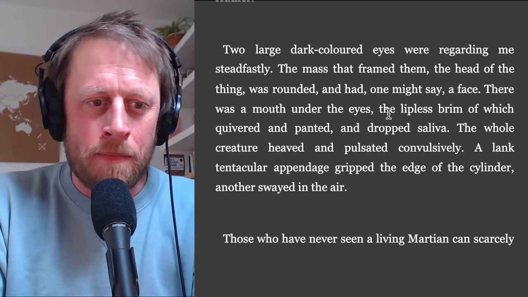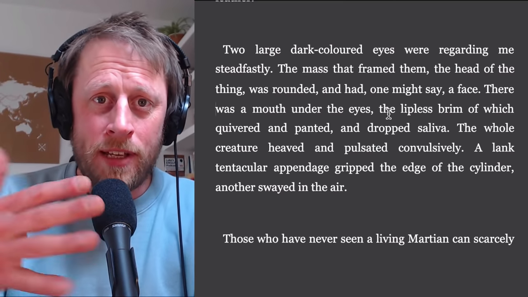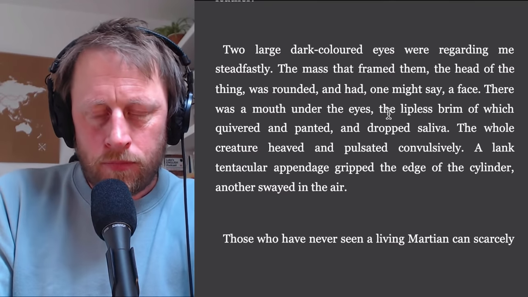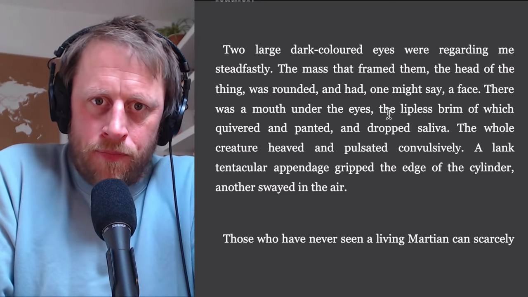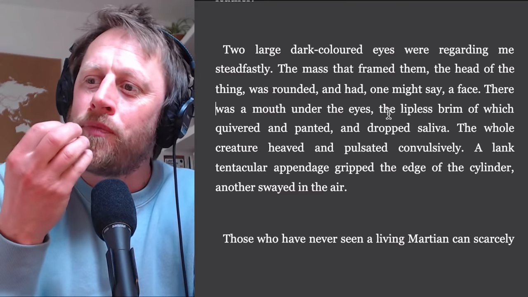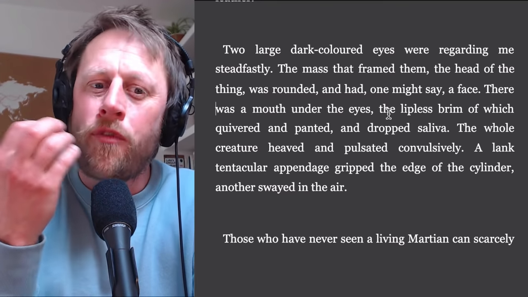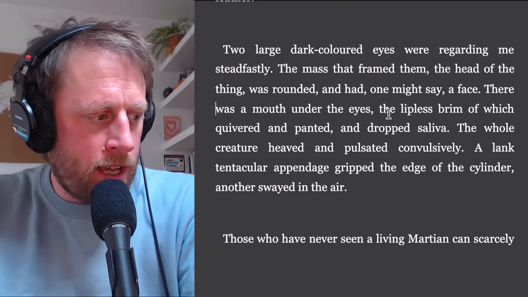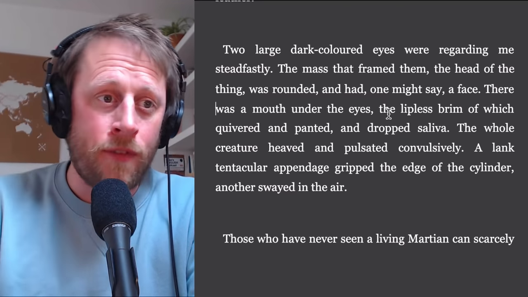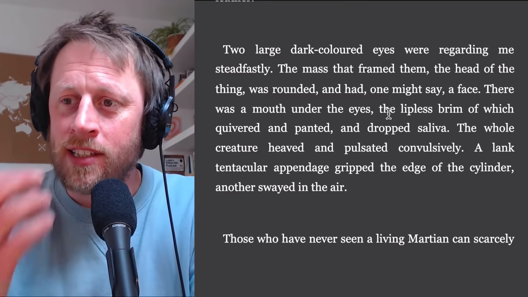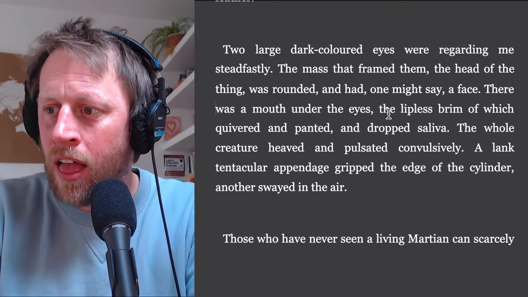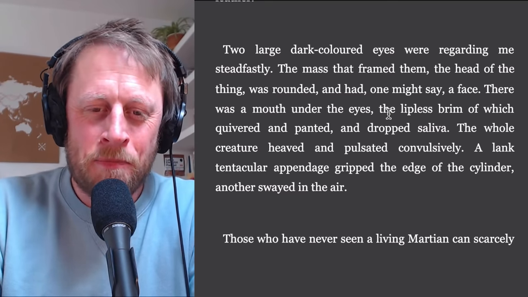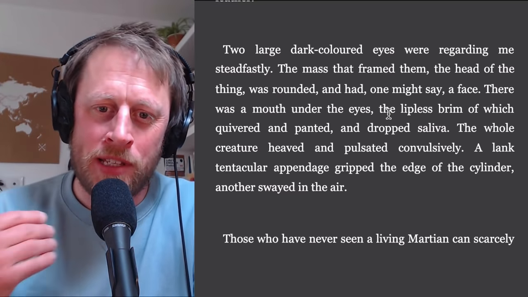And it quivered and panted. So to quiver means to shake quickly. If you're very cold, you might quiver. But the mouth of this horrible creature is quivering, shaking, and it's panting as well. Pant is like what a dog does on a hot day if it's been running around. It sticks its tongue out like that. So the thing is horrible. It's quivering and panting, and it's dropping saliva from its mouth.